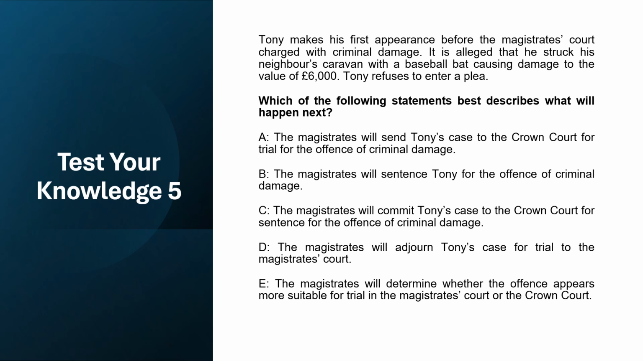A, the magistrates will send Tony's case to the Crown Court for trial for the offence of criminal damage. B, the magistrates will sentence Tony for the offence of criminal damage. C, the magistrates will commit Tony's case to the Crown Court for sentence for the offence of criminal damage. D, the magistrates will adjourn Tony's case for trial to the Magistrates' Court. Or E, the magistrates will determine whether the offence appears more suitable for trial in the Magistrates' Court or the Crown Court.